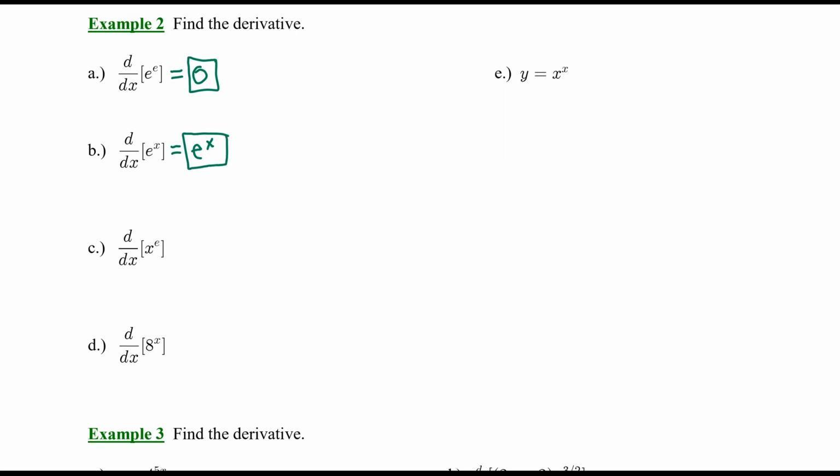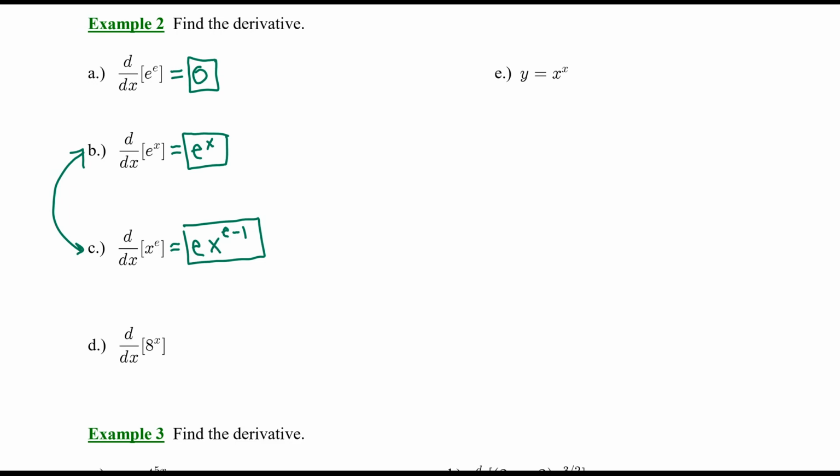On example C, we're finding the derivative with respect to x of x to the e. So I've got a variable base and I have a constant exponent. In this case, we're going to apply the power rule for derivatives. So we take the power down in front, the base stays the same, and we decrease the exponent by 1. So again, we're distinguishing between, in example B, we have a constant base and a variable exponent. So that's an exponential function. In example C, it's just a power function. We have a variable base, a constant exponent. That's when we apply the power rule.